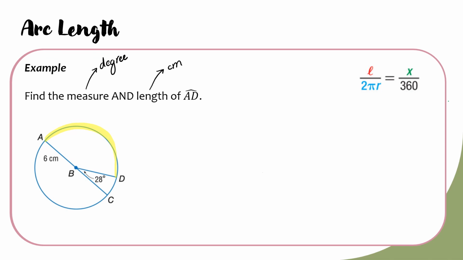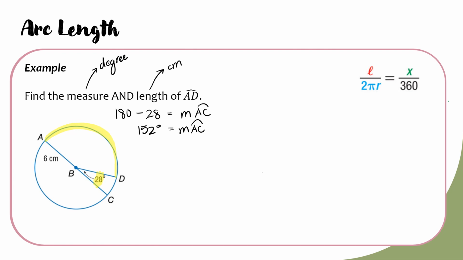Again, I'm going to point out that we've got a diameter. AC is a diameter. So really, we've got a semicircle, meaning I can find the measure of AD by subtracting 28 degrees from 180. Let's write that down. 180 minus 28 is going to give me the measure of arc AD, again in degrees. And that's going to give me 152 degrees. So there's one piece of what we were asked to find.